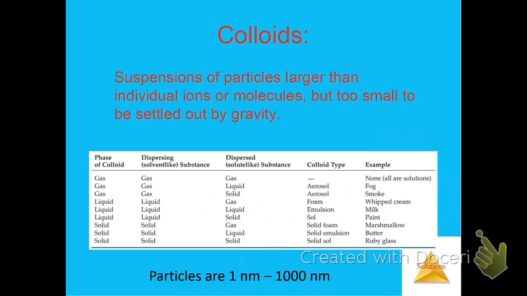The last thing I should mention is that the particles of a colloid are between 1 nanometer and 1,000 nanometers. That's important. When people ask me, my word for a colloid is a tweener. Do you guys know what tweener means? It means it's in between. It's between a solution and the next thing that we'll learn about, which is a suspension. So I think of it as the particles being in between 1 nanometer and 1,000 nanometers.